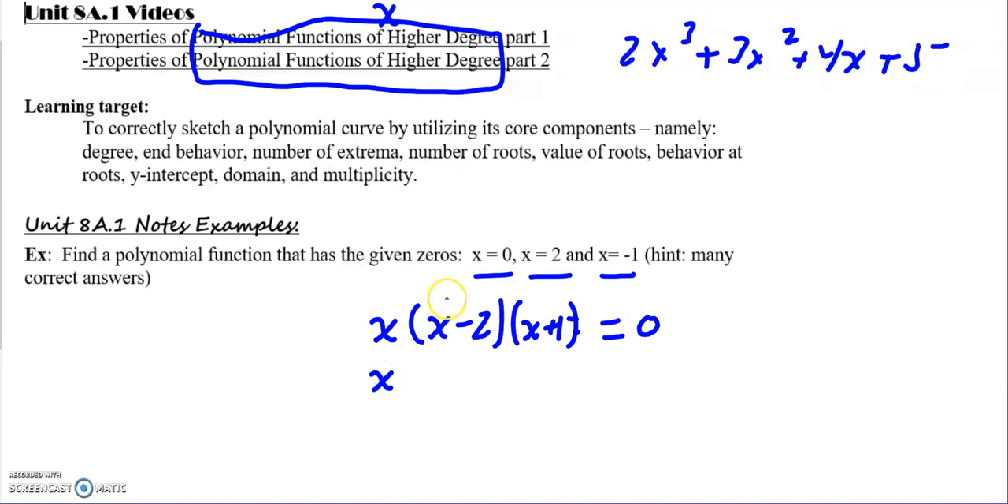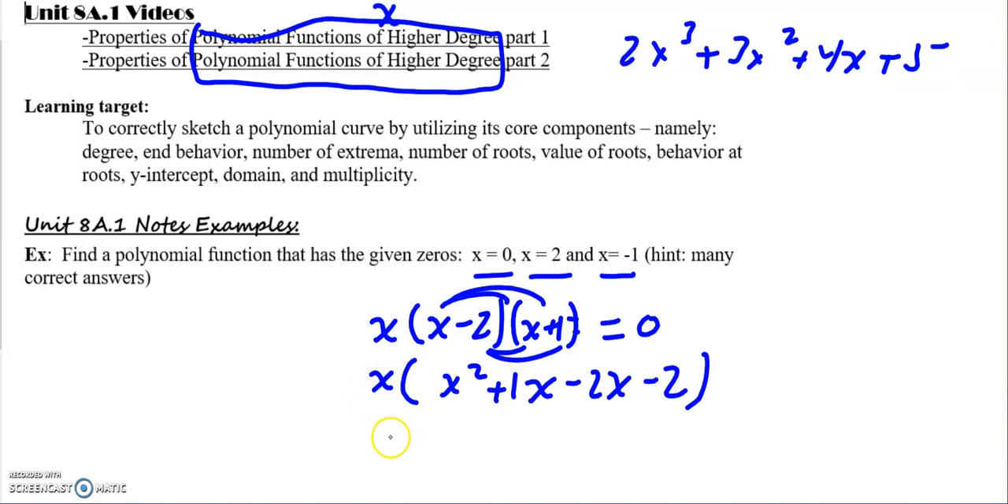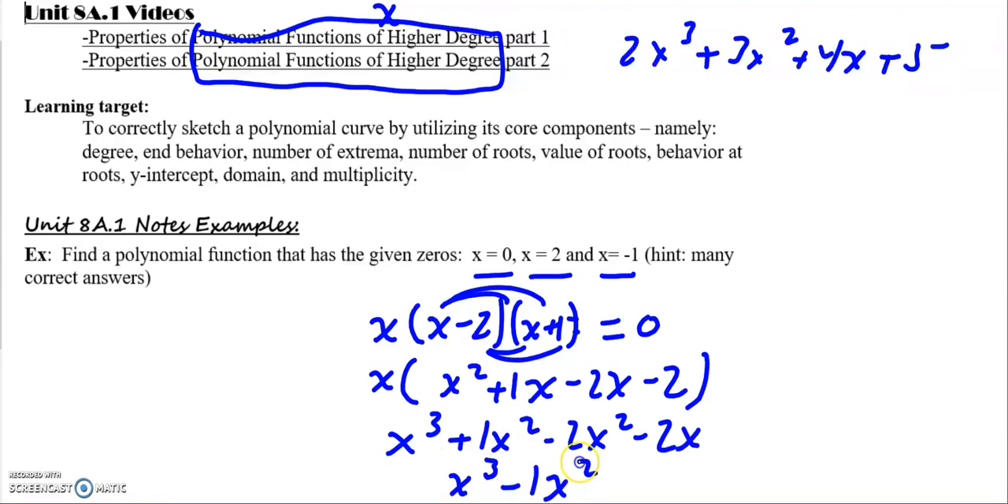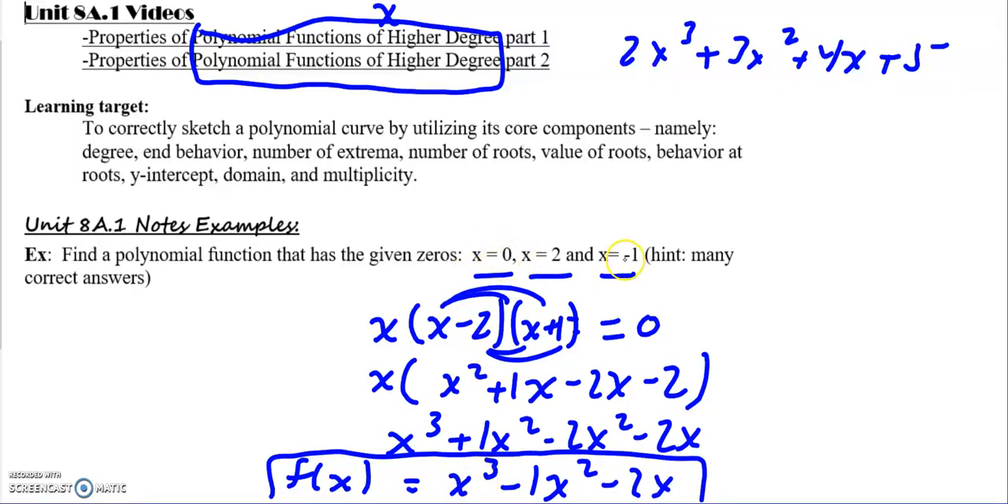So let me keep the x there and let me do the distributive property or FOIL and get x times (x^2 + 1x - 2x - 2). And then if I distribute my x in, I'd get x^3 + 1x^2 - 2x^2 - 2x, which is even better, x^3 - 1x^2 - 2x. And so if I set that equal to f(x), this could represent my polynomial function that I can see is cubic now because of the 3 roots.